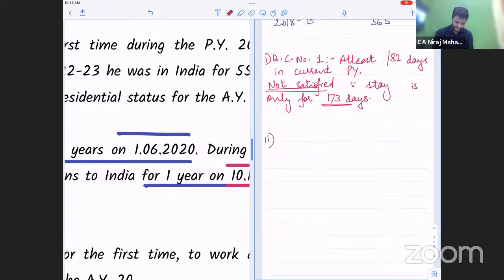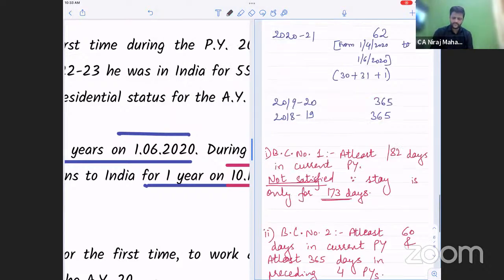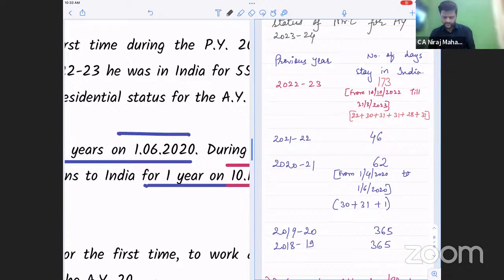Finally, second. Basic condition number 2: at least 60 days in the current year, and at least 365 days in the preceding 4 PYs, previous years. Fine till here? So obviously the current year is more than 60 days because it is 173 days. I've written that also.